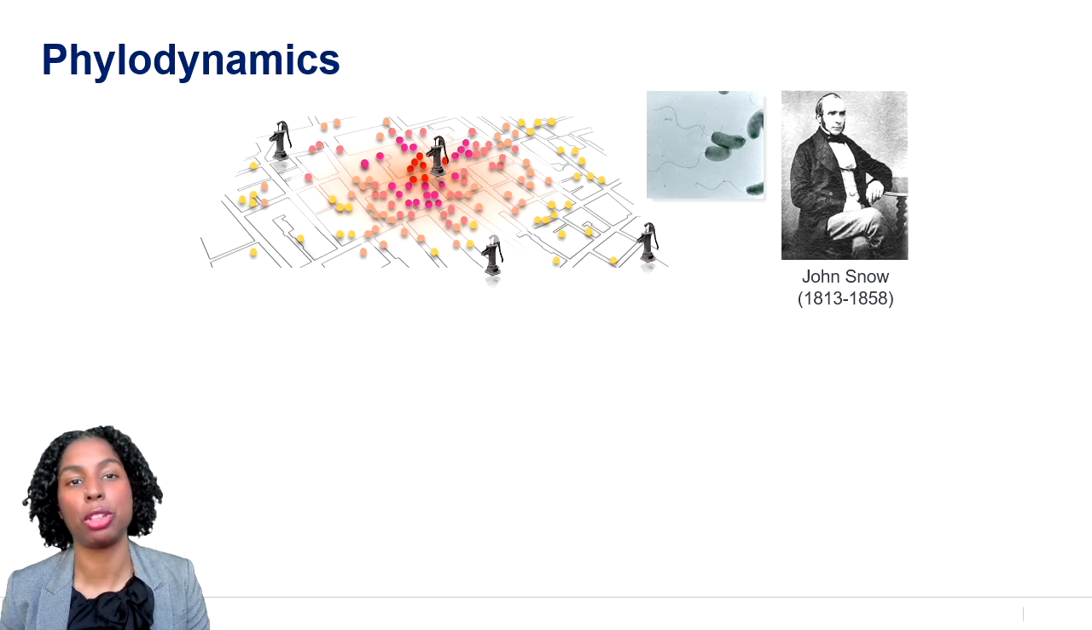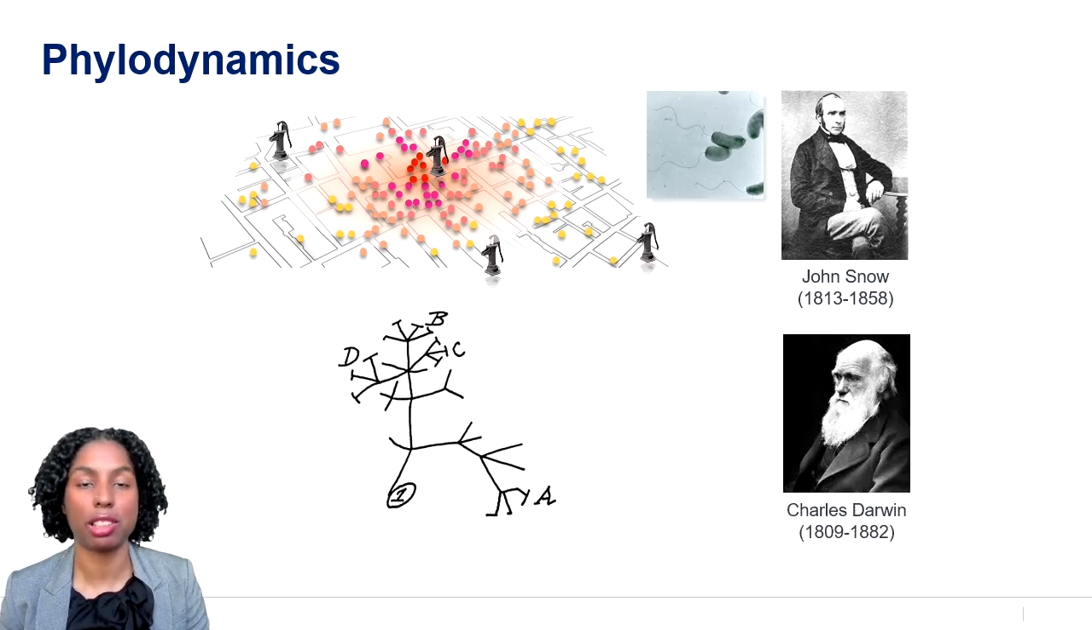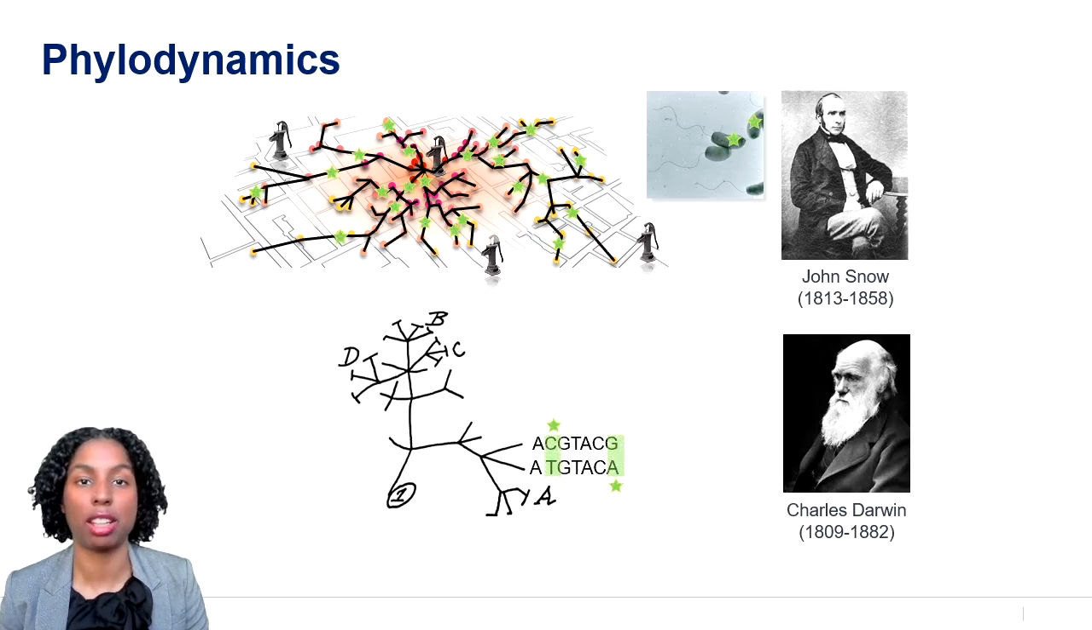The other concept on which phylodynamics is based is evolution by trees, first conceptualized by Charles Darwin in the 1850s. The assumption here is that rapidly evolving pathogens accumulate mutations during the process of spread, and by sampling genetic data with these mutations through time, we can start to reconstruct this process.